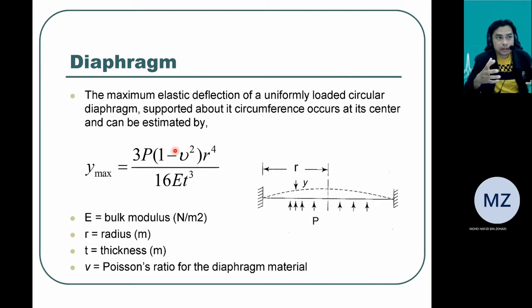From that information we can design the shape, or we have the dimension of the pressure transducer, and we want to see how much pressure signal it can sense and acquire. So E is the bulk modulus in unit of Newton per meter square, and then we have R for radius in meter, thickness also in meter, and the Poisson ratio for the diaphragm material.